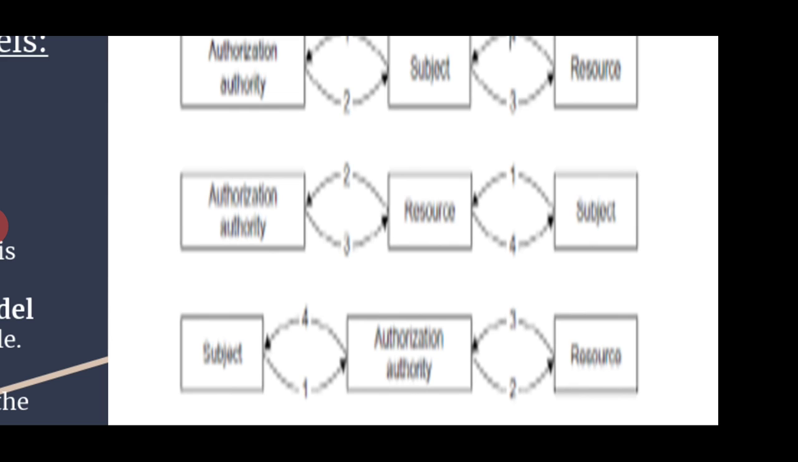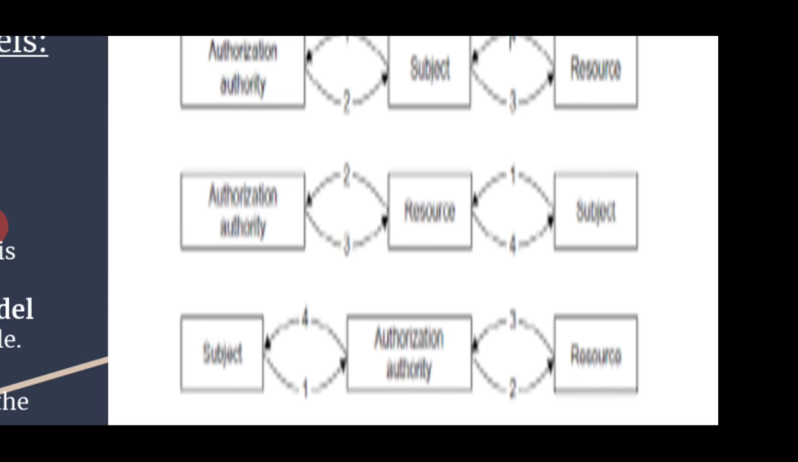At step 3, which I mentioned in the second diagram, finally the resource accepts or rejects the request from the subject. At step 4, look at this, the resource responds to the subject. Then the authorization agent model puts the authority in the middle, as shown in the last figure.